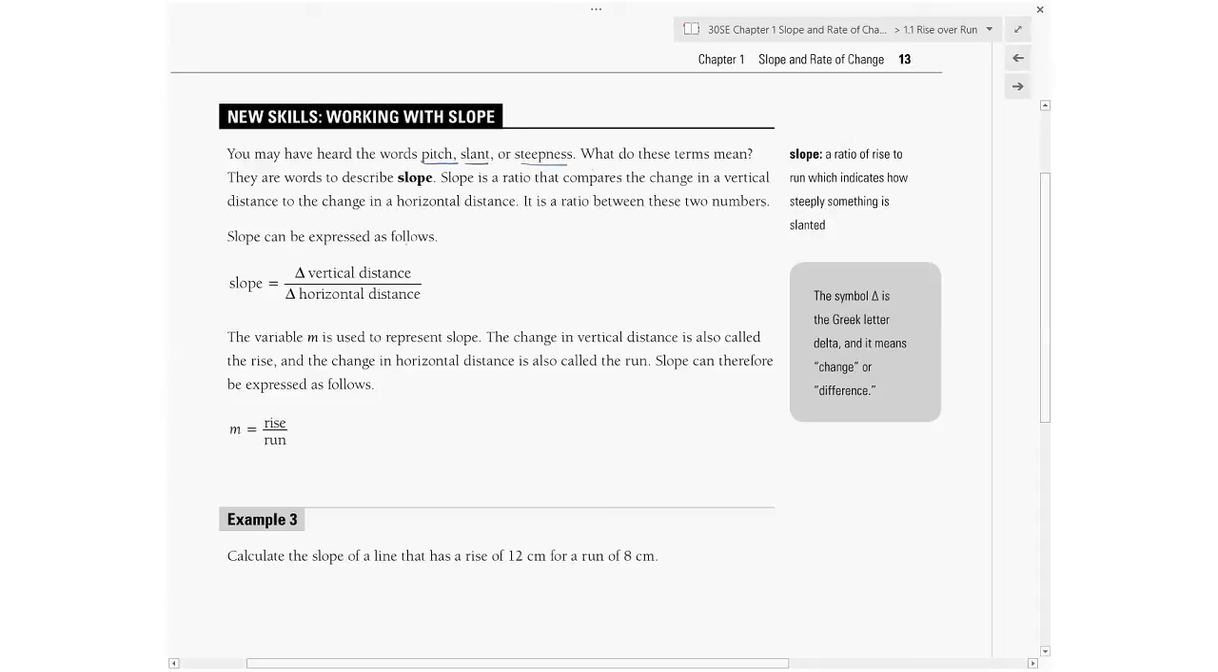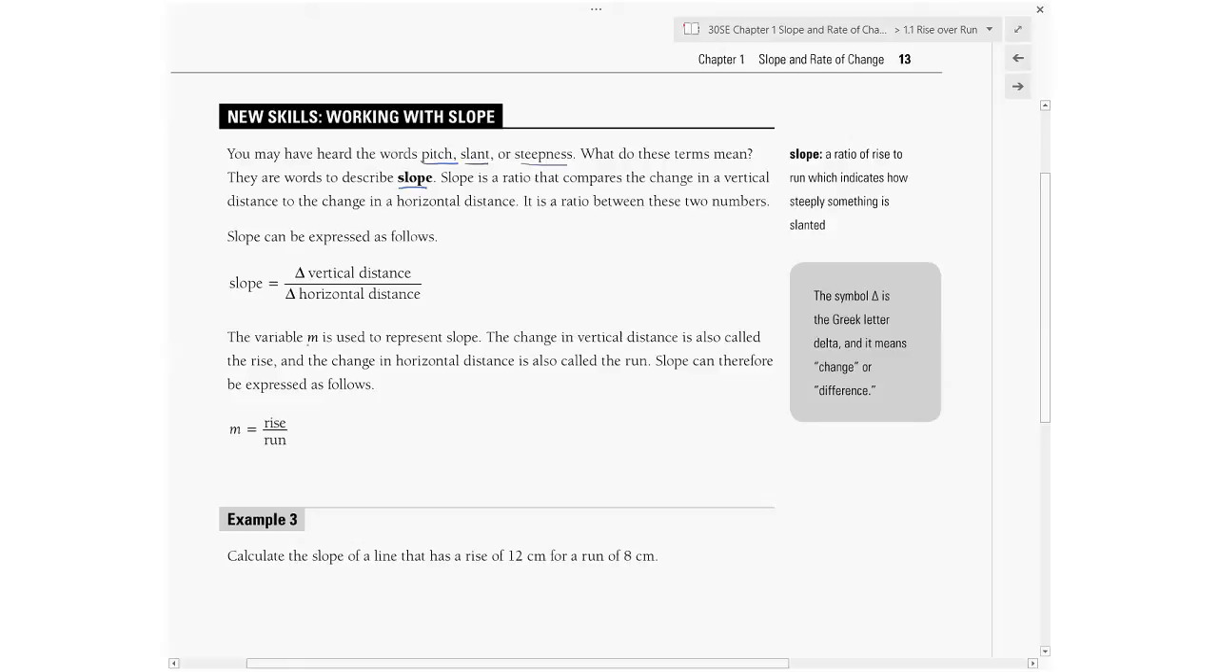And slope is just a ratio. It compares the change in vertical distance to the change in horizontal distance. And it's a ratio between these two numbers. So it's the change in vertical distance over the change in horizontal distance. Or another way we can say it is rise to run is the ratio. And it says how steep something is.